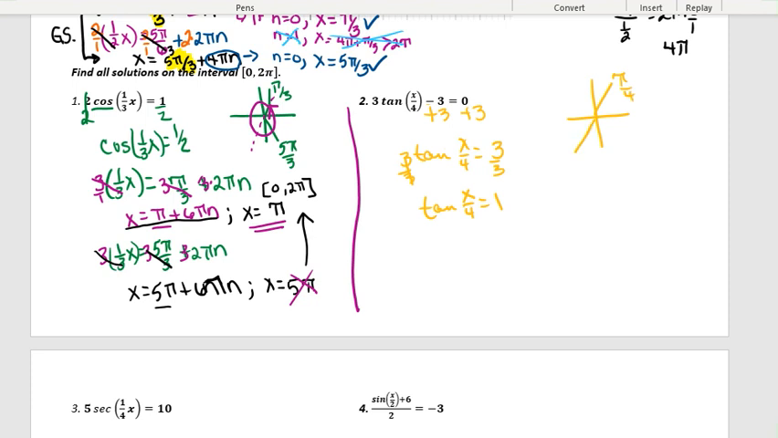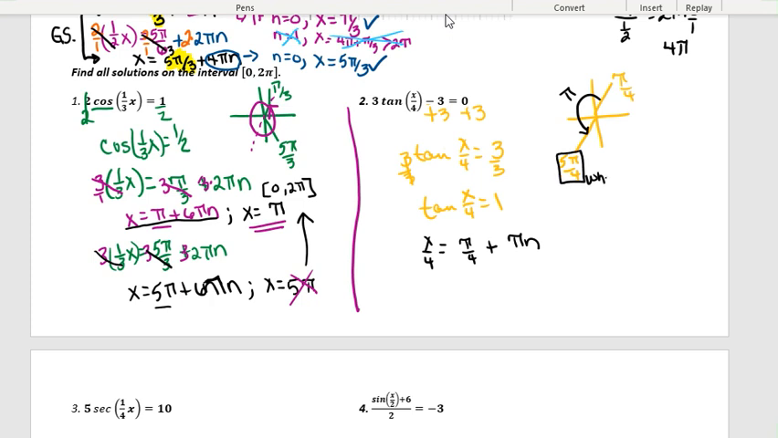And it's also positive down here at 5 pi over 4. Yeah, that's the right number. And how far apart is it from here to here? This is pi units, so this is one of those special ones. So the answer is going to be x over 4 equals pi over 4 plus pi n.